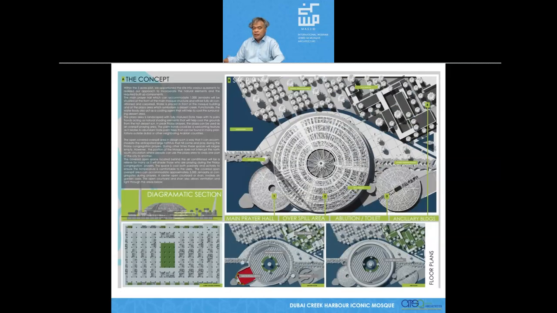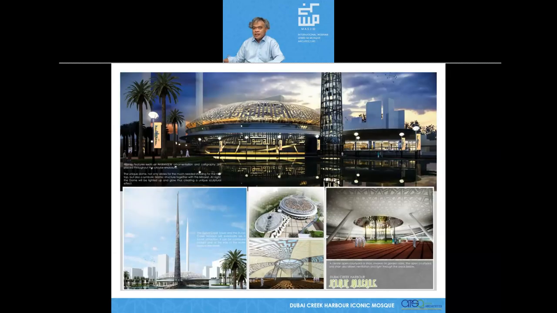We designed two mosques on one side, so that one is nearer to the land and one is to the sea. So this is how it looks. And this is the Dubai Creek Tower right in the center. As you know, Mr. Calatrava is now designing it. I don't know whether they're going to complete building it.